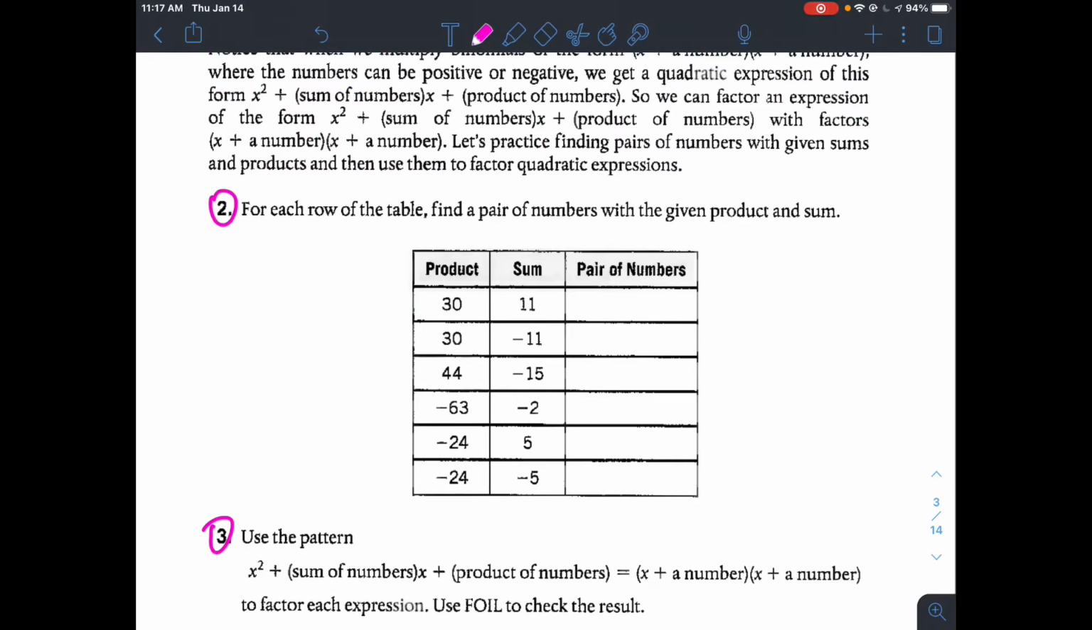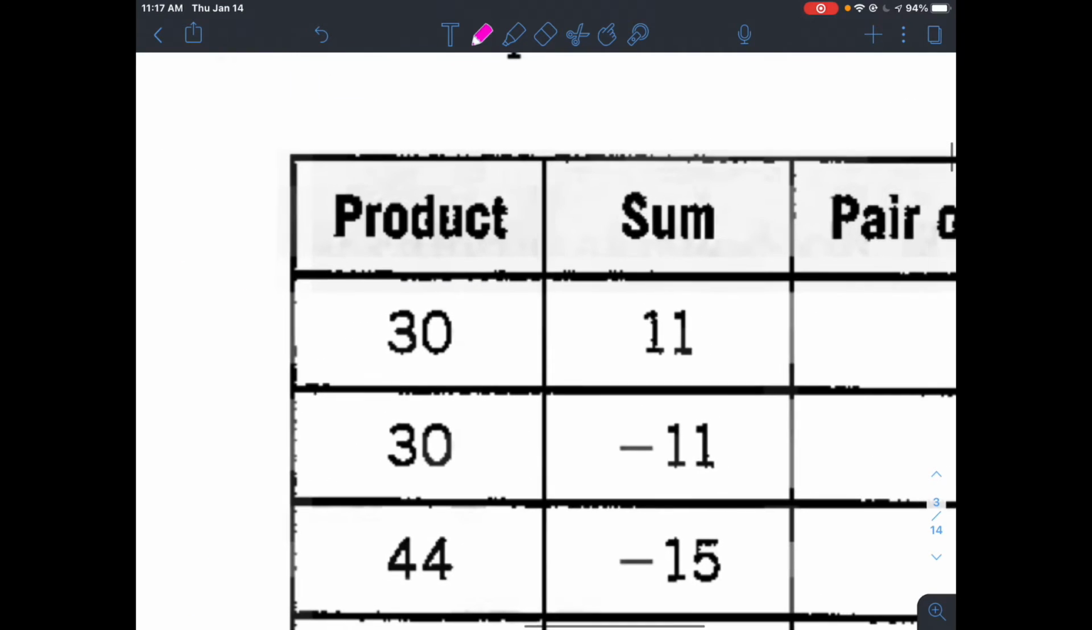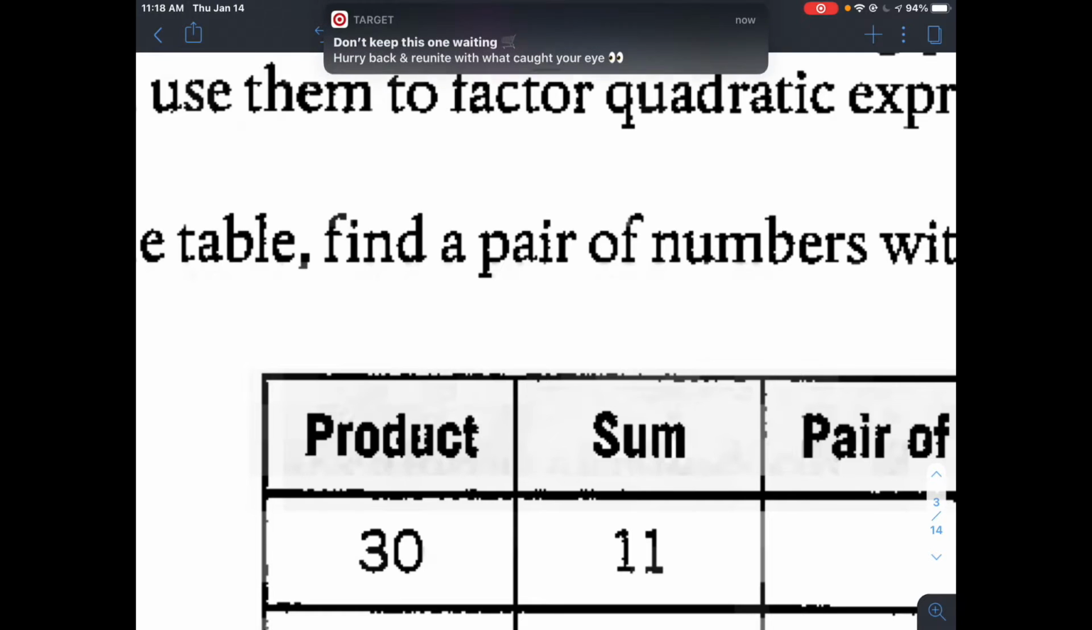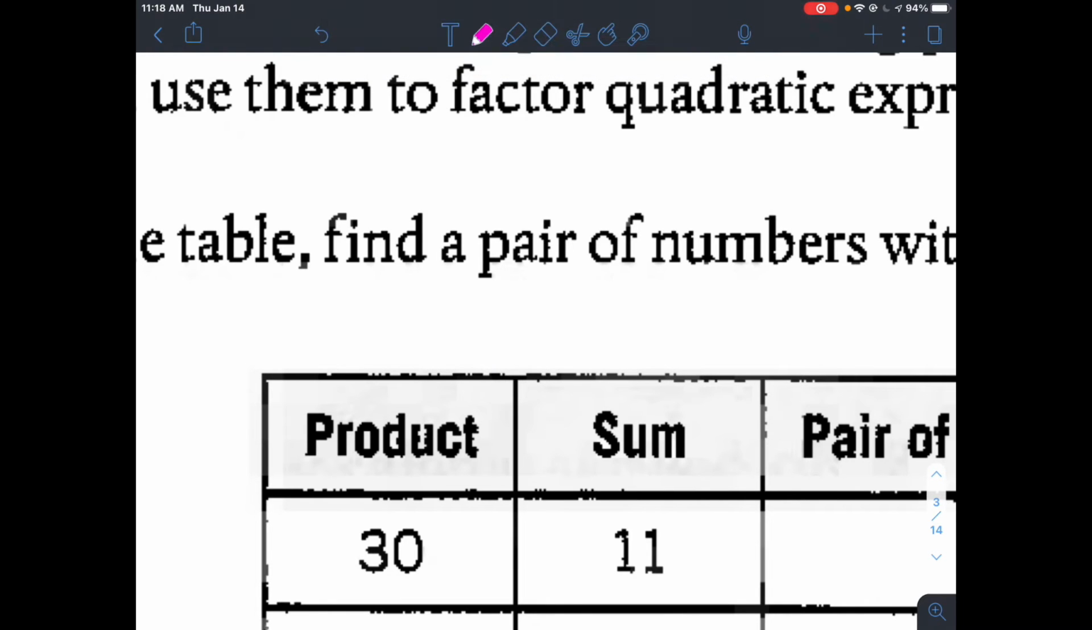But for number 2, for each row in the table, find a pair of numbers with the given product and sum. So we're trying to find a pair of numbers where the product, so two numbers multiplied, is going to give me 30, and the sum is 11. So two numbers added will give me 11. So multiply to 30 and add to 11.